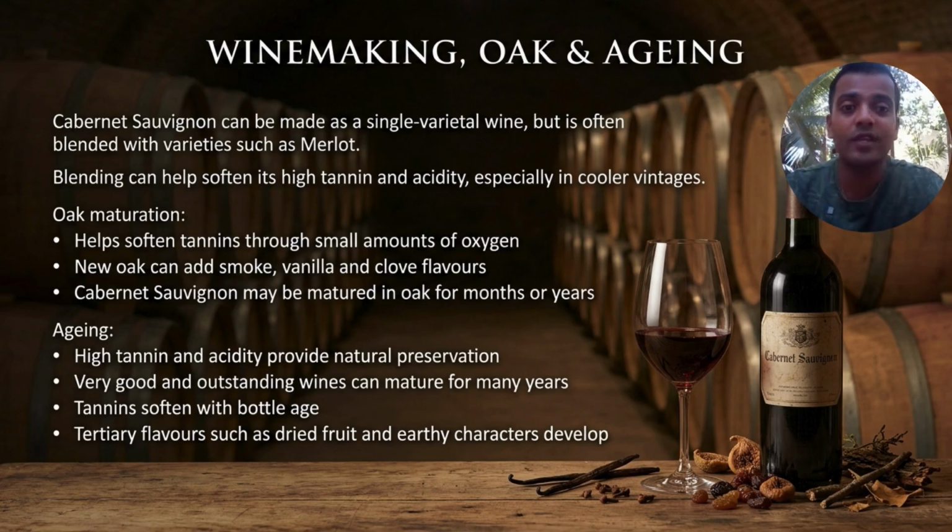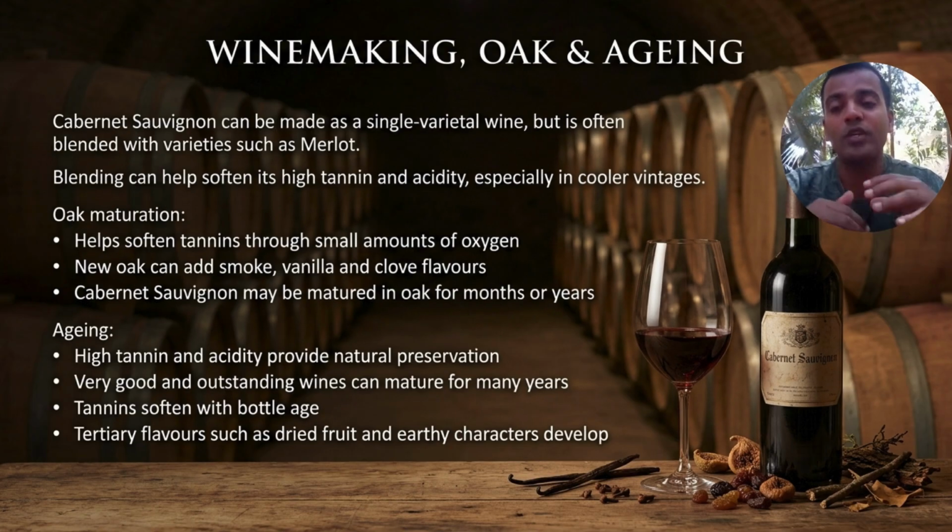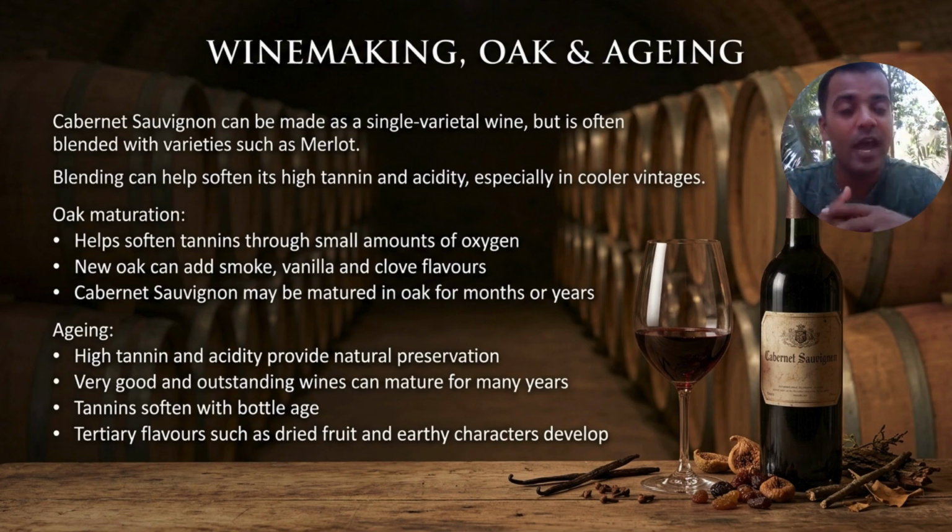Now we know there are vintage wines in our cellars that are older than 50 years, 60 years, 80 years, even sometimes closer to 100 years. So this indicates that this grape variety has great potential to benefit from longer bottle aging. So tertiary flavors such as dried fruits and earthy characteristics are developed. So these are the tertiary characters like dried fruits and earthy aromas and flavors that develop in the bottle as the wine continues to age for many years.